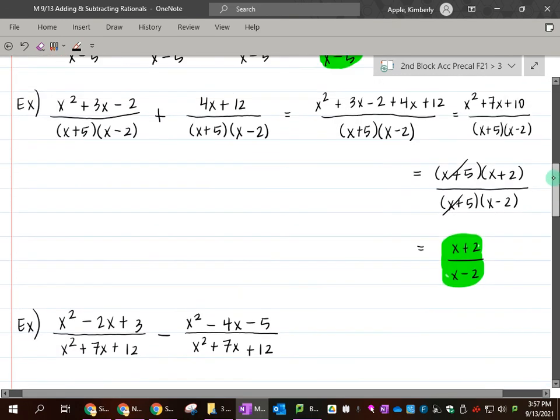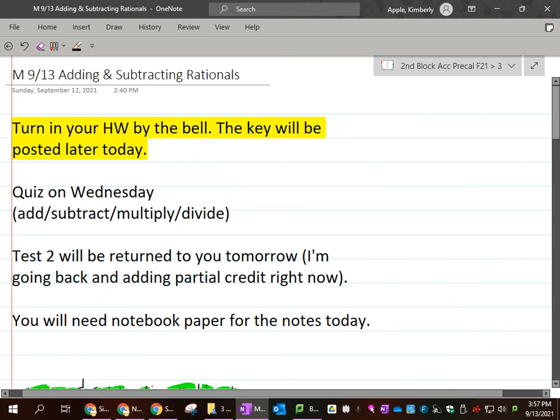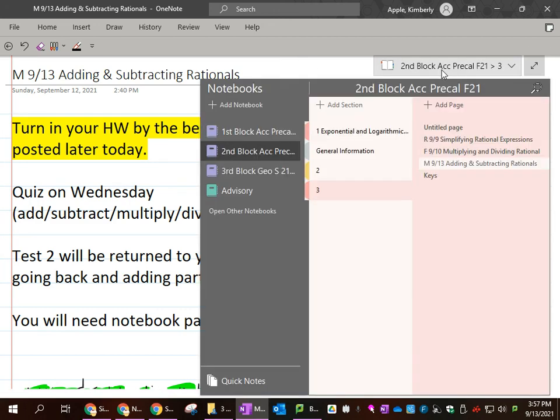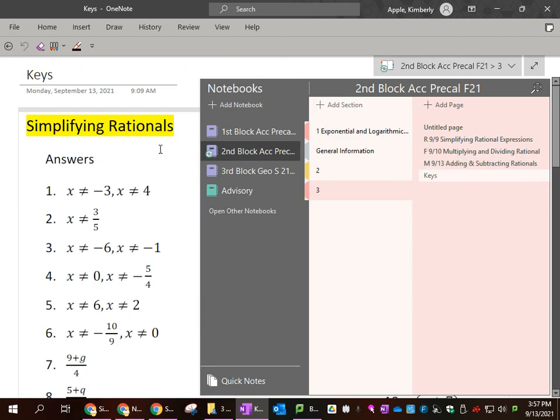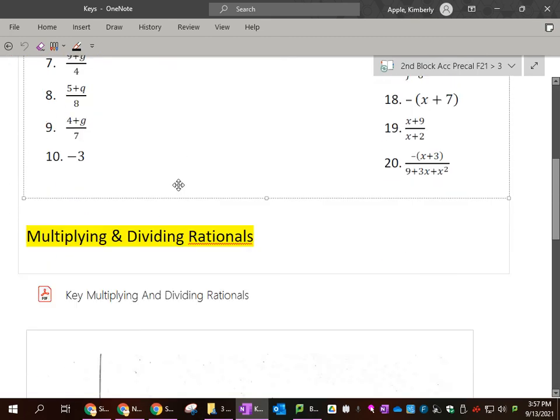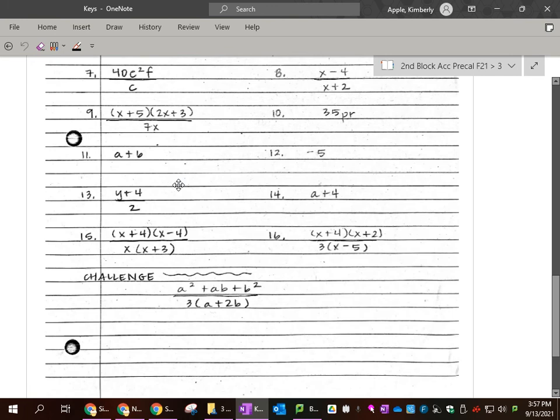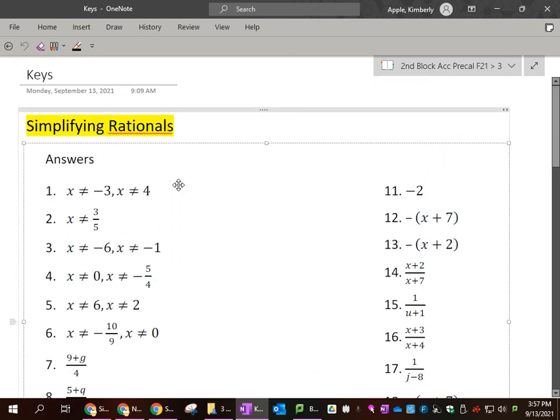All right, so those are the examples. Your assignment is posted in Classroom, and that is due tomorrow. Also, homework from simplifying rationals and multiplying and dividing rationals from last Thursday and Friday. The keys are posted here. Those assignments have been returned, and I encourage you to go check your answers and prepare some questions if you have any for tomorrow. All right, I hope that helps.